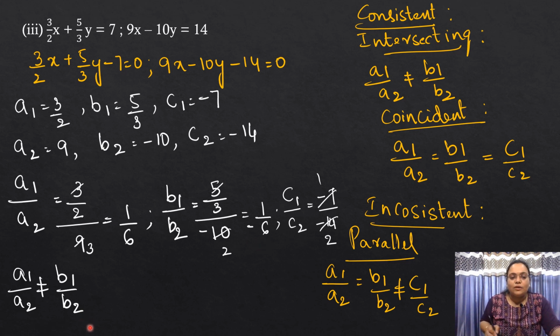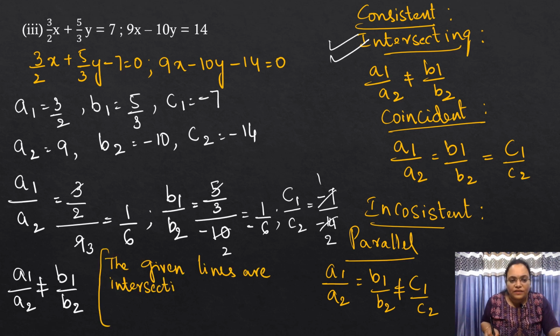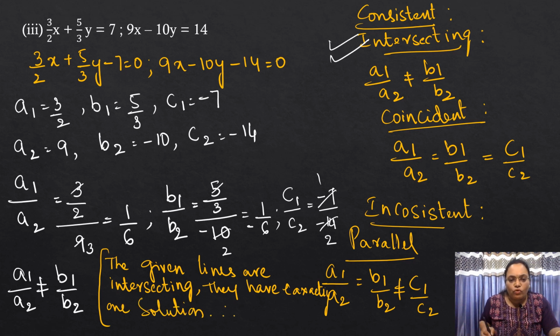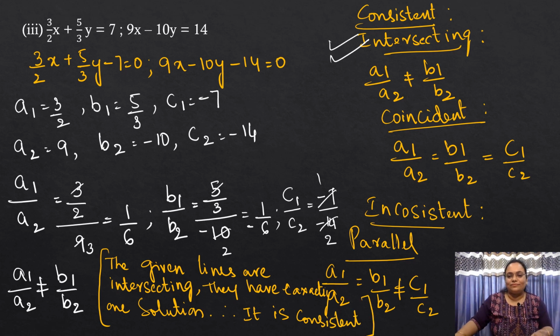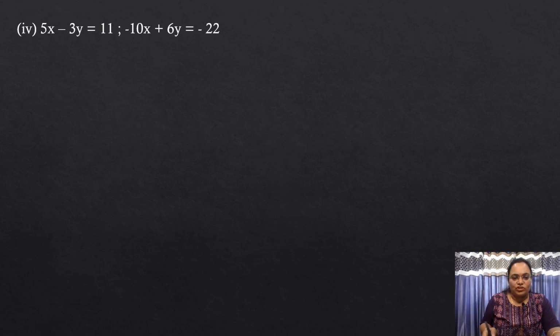Correct? So it is the condition for the intersecting lines, right? So this is the condition for the intersecting lines, and it has exactly one solution, and it is a consistent system. Clear? So we can say that the given lines are intersecting. They have exactly one solution. Therefore, it is a consistent system. Now let us solve the next question.